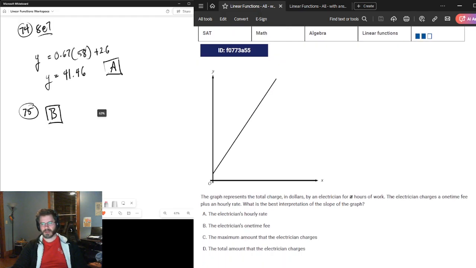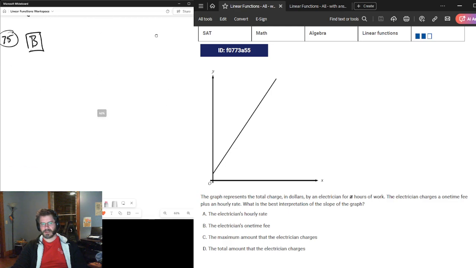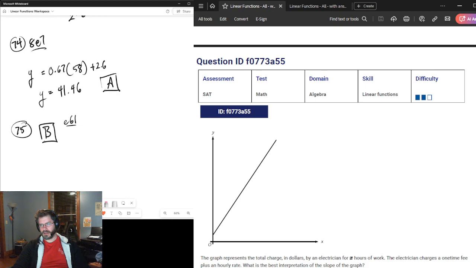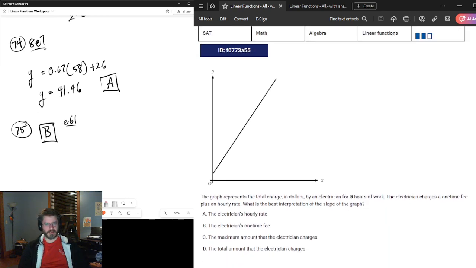Ooh, okay, this is kind of a, oh, didn't write the code down again. E61. A55. 6. A55.